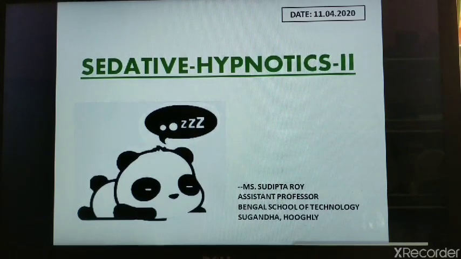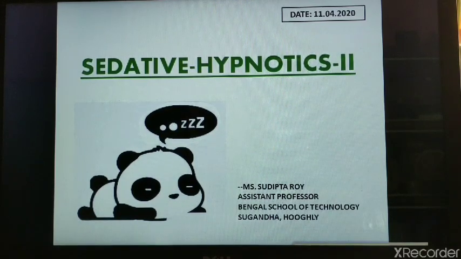Now, sleep is nothing but a state of altered consciousness or partial unconsciousness from which an individual can be aroused. So, sleep deprivation will obviously impair attention, learning and performance of humans. Now, sleep has two components. One is NREM sleep, one is REM sleep. NREM sleep is the non-rapid eye movement sleep, whereas REM sleep is the rapid eye movement sleep.